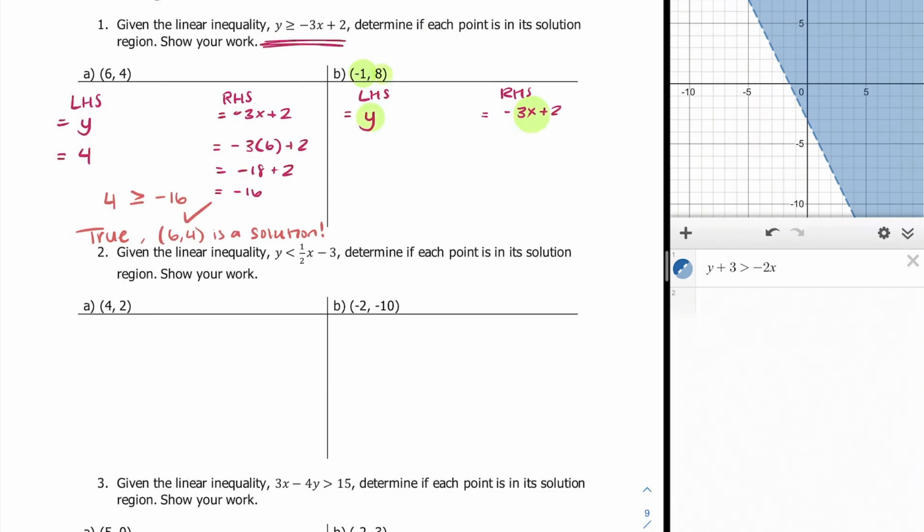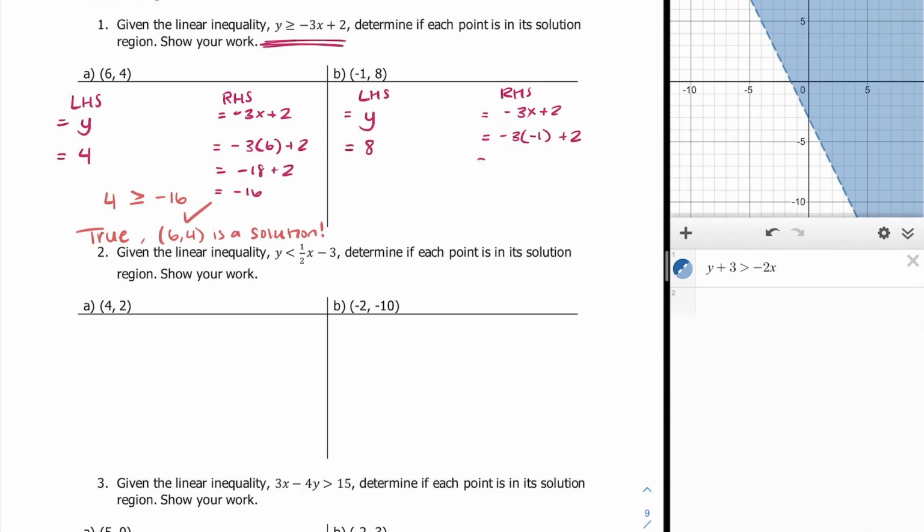This time around, we are going to plug in a negative 1 every time we see an x and a positive 8 every single time we see a y. So here for my y, that becomes an 8. Here for my x, I get a negative 1. And that becomes a 3 plus 2, which is a 5. My linear inequality suggests that my right-hand side should be greater than or equal to my left-hand side. So is 8 greater than or equal to 5? That's another true statement. So here we have the point negative 1, 8 is in fact a solution. Yay!